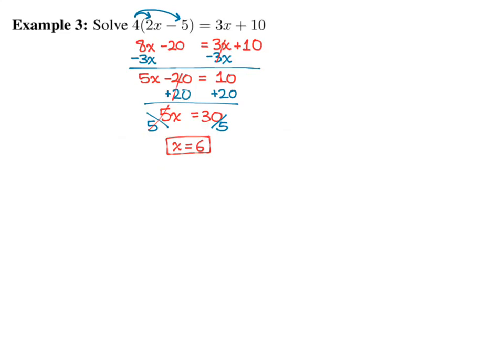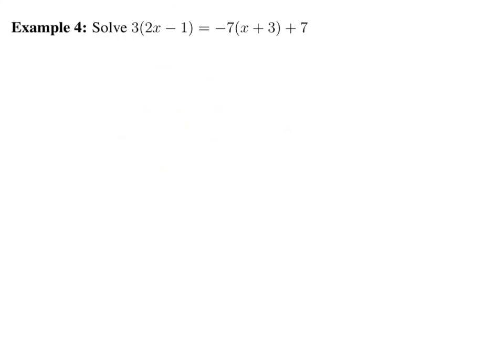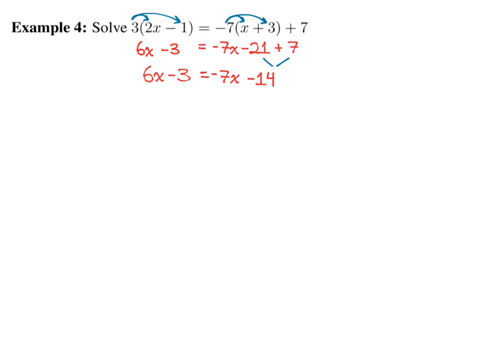Okay. So that's our third example. We got one more for you today. Whoa, there's a lot of parentheses here. So, first order of business, we've got to distribute that 3. But also, we've got to distribute that negative 7. Okay, so, when you distribute the 3, it's 6x minus 3. Distributing the negative 7 makes negative 7x minus 21 plus 7. Now, this one's a little more interesting because we still have like terms to add together on the right side. So negative 21 plus 7 is negative 14. So 6x minus 3 equals negative 7x minus 14.